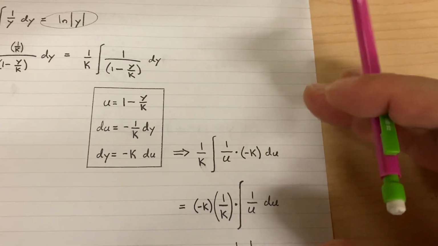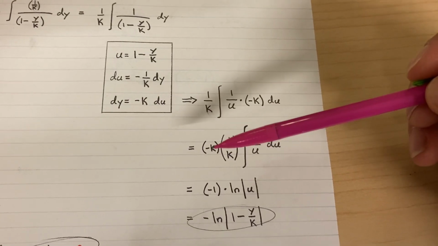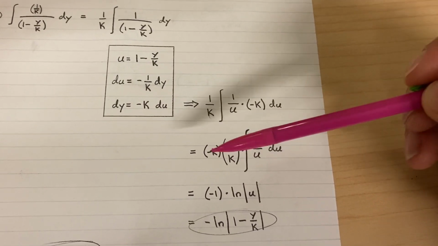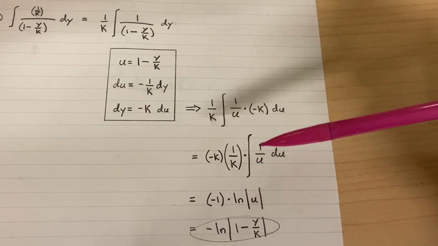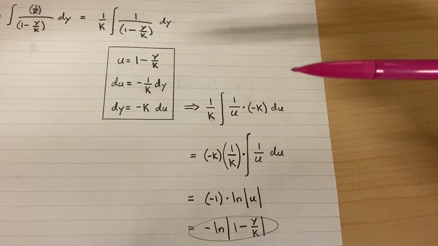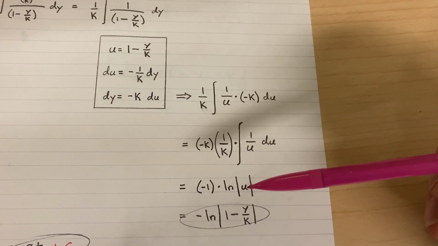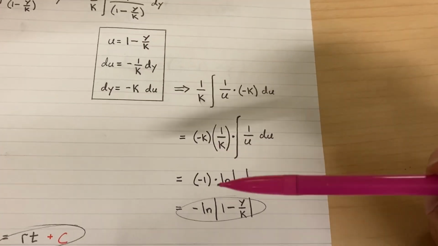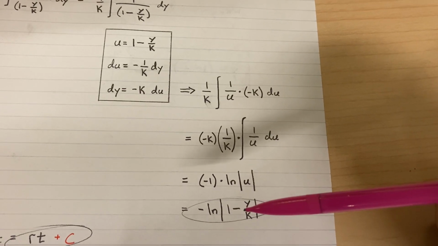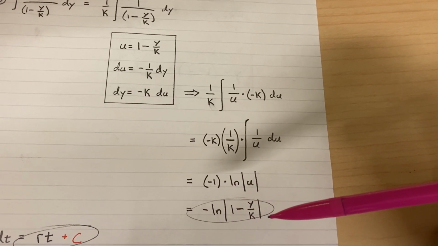This is starting to look a little bit cleaner now. This part, pretty basic right here, negative k up top, k on the bottom, everything cancels and leaves us with negative 1. And the integral of 1 over u du is equal to ln of u. So all we have to do now is sub back in our u value, which was 1 minus y over k, and we'll be left with our final expression for component B. That's negative ln of 1 minus y over k.